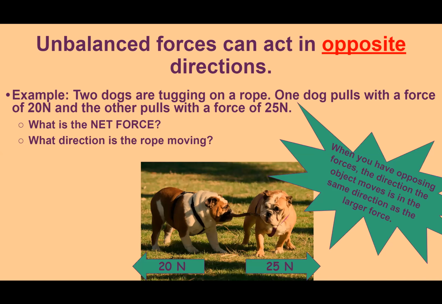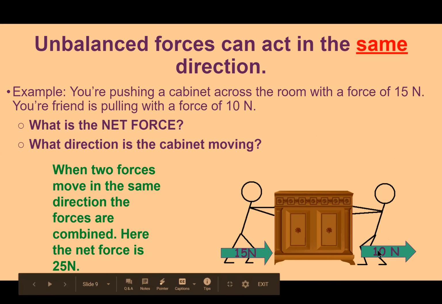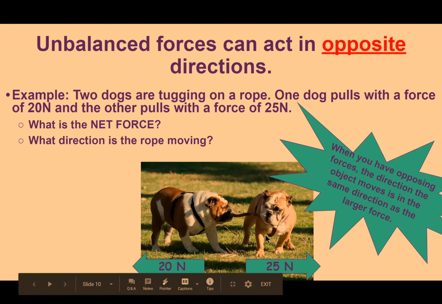25, the difference between, and because the arrows are going in opposite directions, you're not going to add them together like you did here. If the arrows are in the same direction, you're adding them. But if they're going in opposite directions, you get the difference. So 25 minus 20 is 5 newtons difference. And it looks like 25 is on this side, the right. So you'd say 5 newtons to the right. That is the net force and the direction, 5 newtons to the right.